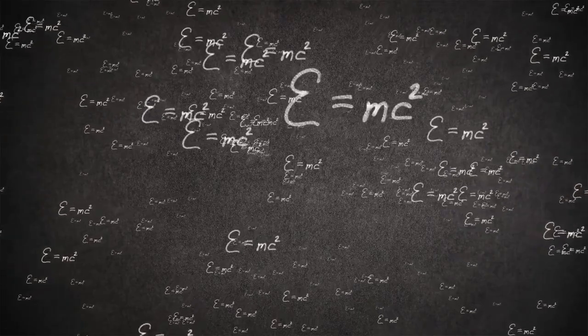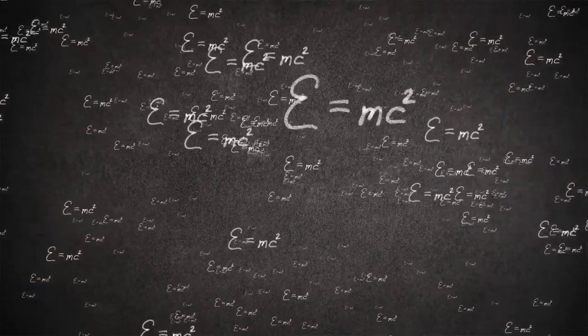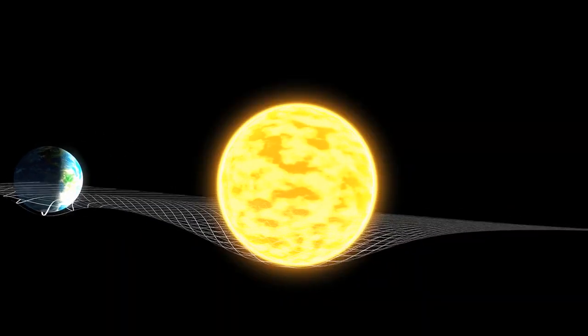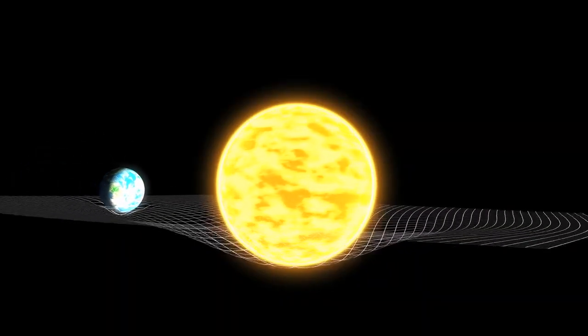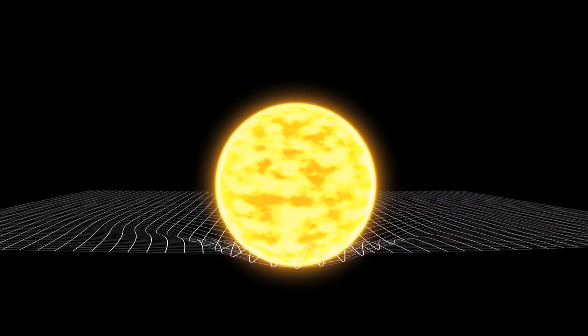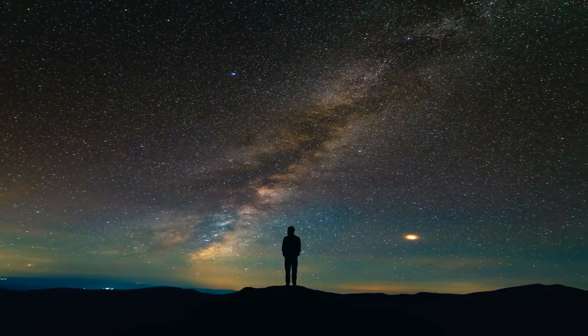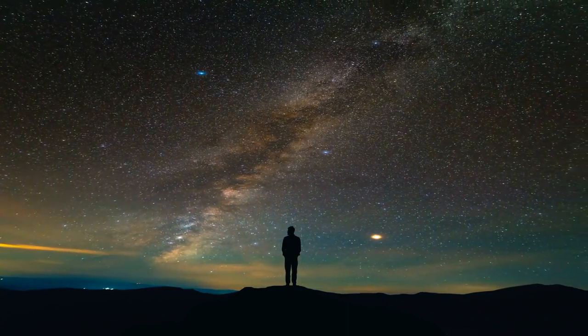The FLRW metric is derived from Einstein's field equations, the core of his theory of general relativity. These equations describe how matter and energy in the universe influence the curvature of space-time, and vice versa. The FLRW metric is a solution to these equations that assumes the universe is expanding or contracting uniformly. It is crucial in our understanding of the universe's evolution and structure.